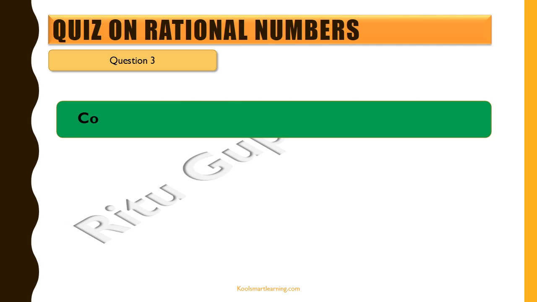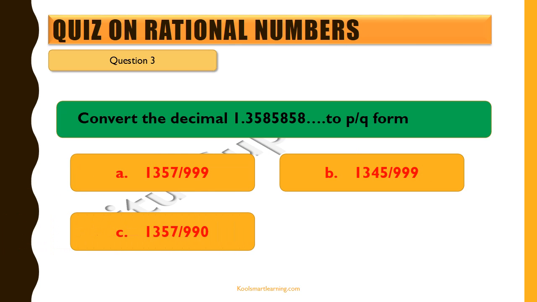And the third question on rational numbers is convert this decimal 1.3585858 and so on to its p by q form. And again, this is of the type which is non-terminating, mixed, non-terminating recurring decimal number. So the choices are here, and we need to try and do it using the method that we talked about.